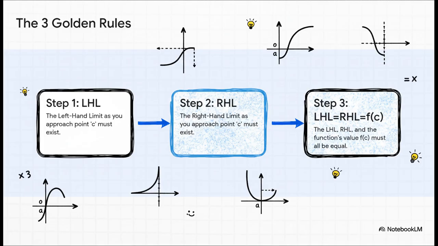First, you check the limit of the function as you come towards the point from the left side. We call that the LHL. Then you do the same thing from the right side, the RHL. And finally, the third and most important step, you check if both of those limits are exactly equal to the actual value of the function right at that point. If all 3 of them match up perfectly, the function is continuous.